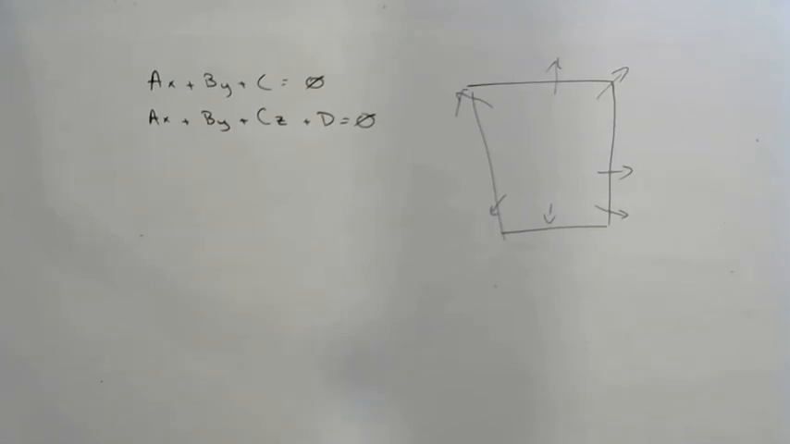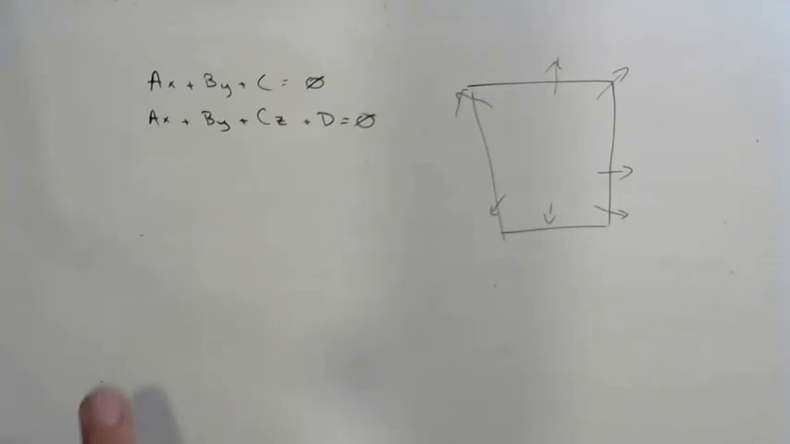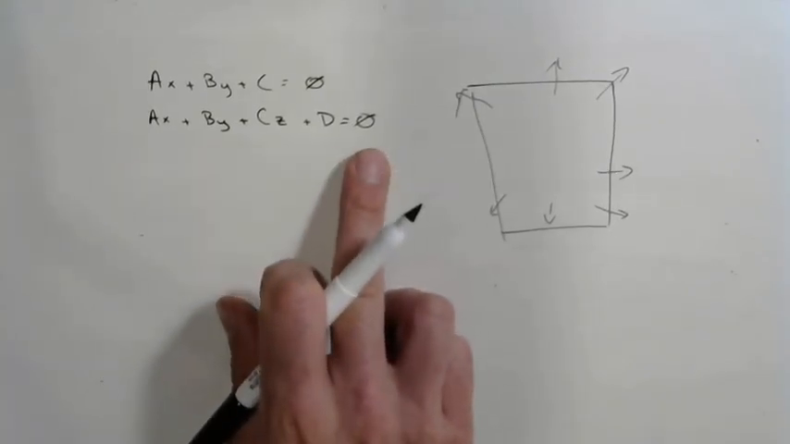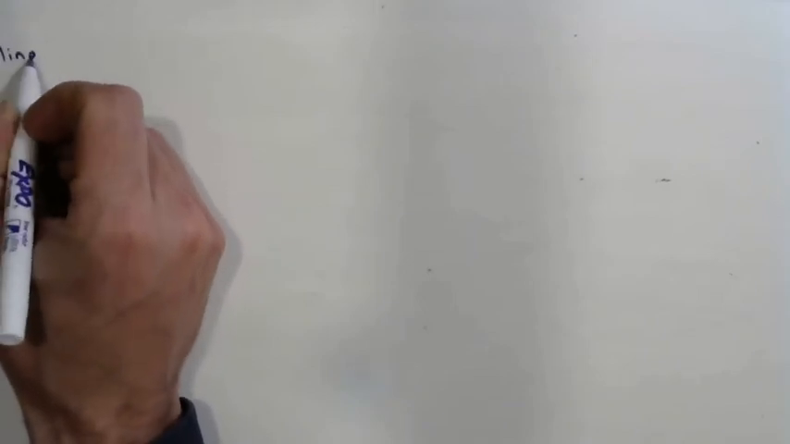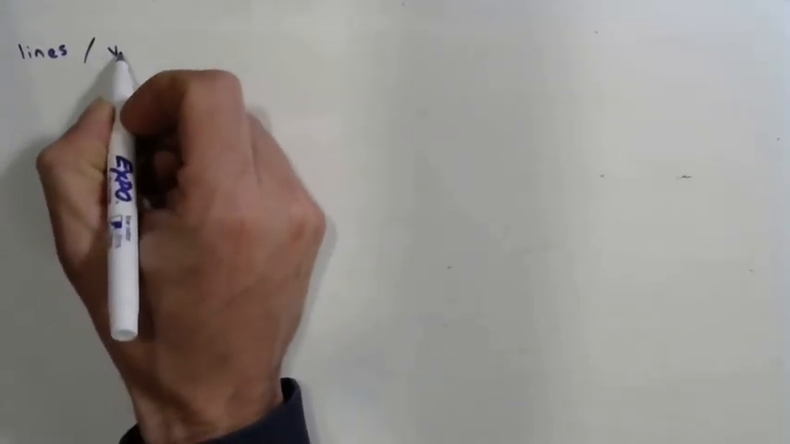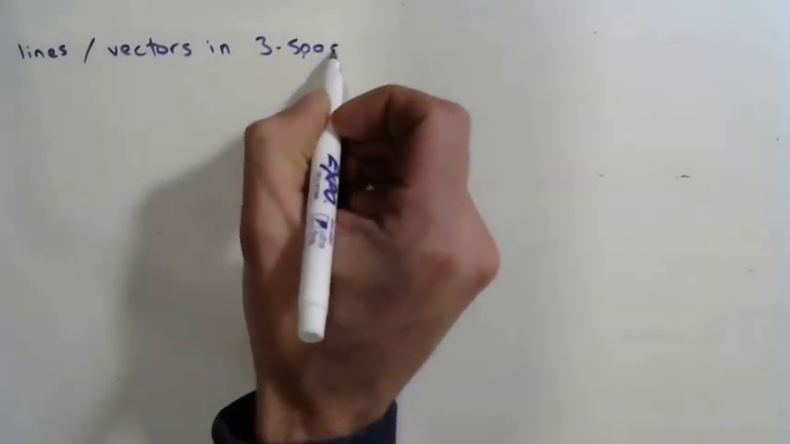So in three-dimensional space, you cannot use this standard form or scalar equation in order to define a line. It will always define a plane. So we don't have to worry about that in this lesson. We'll get into that in the next lesson. But the two forms of equations that we are going to think about are the vector equation and a parametric equation. So I'm just going to make a little subheading here, lines slash vectors in three-space.